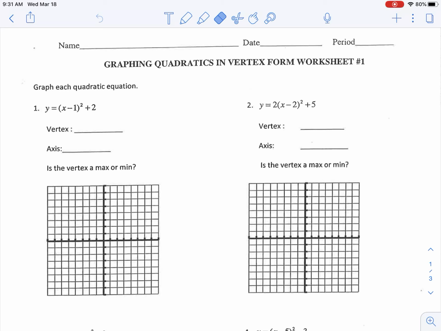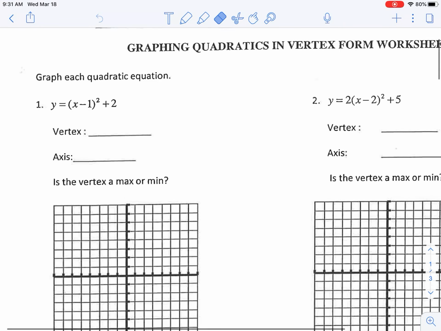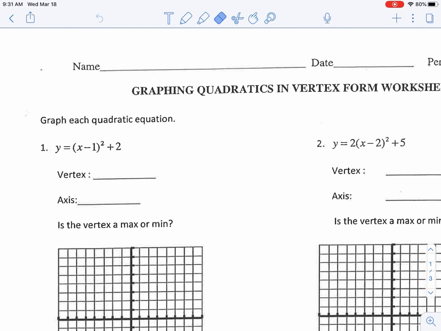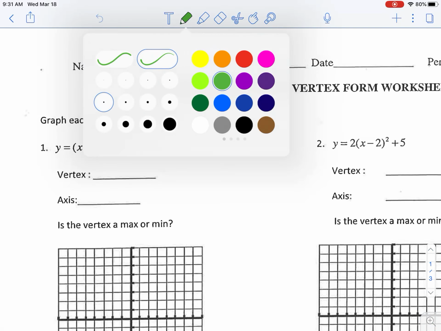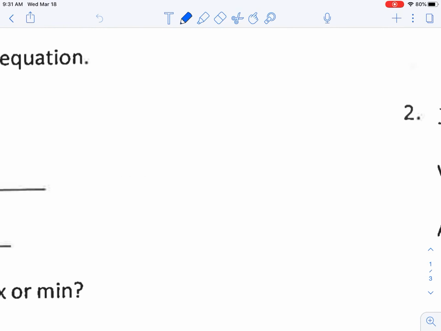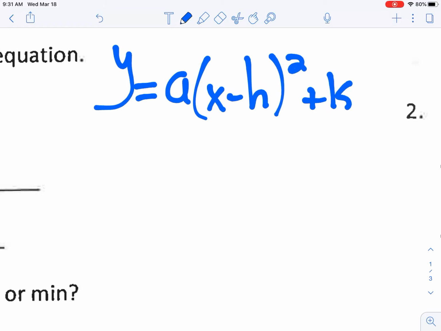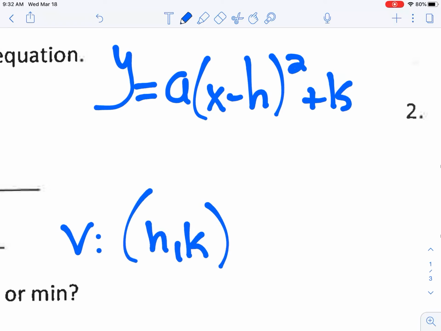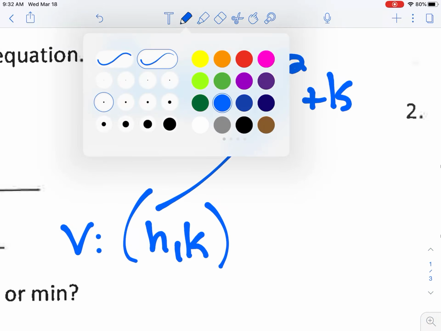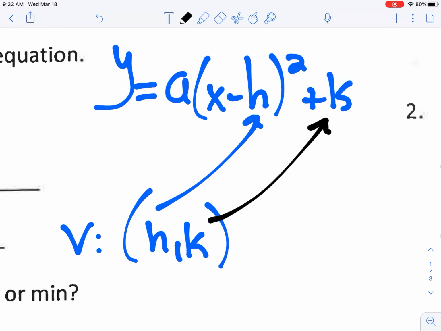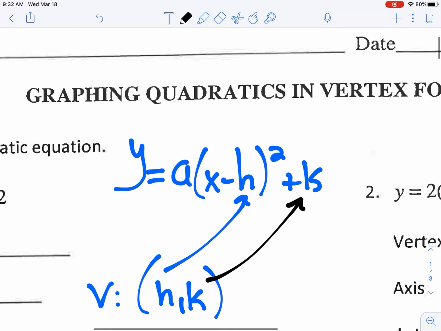So this first example says graph each quadratic equation. Okay, so what we have to remember is that there's a form here. So this form is y equals a times x minus h squared plus k, where your vertex is at h comma k. And so it's basically the opposite of whatever h is, and k stays the same. Okay, so just remember opposite, same. And I'll put that up here.